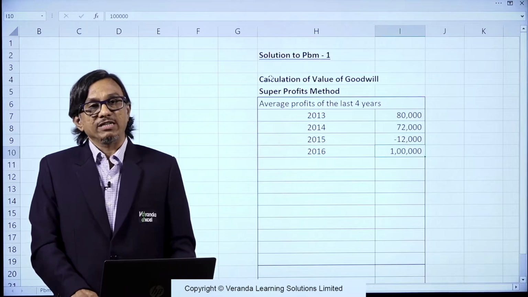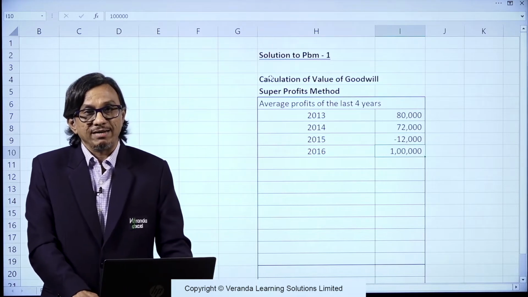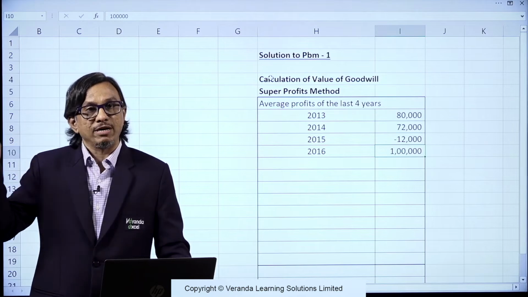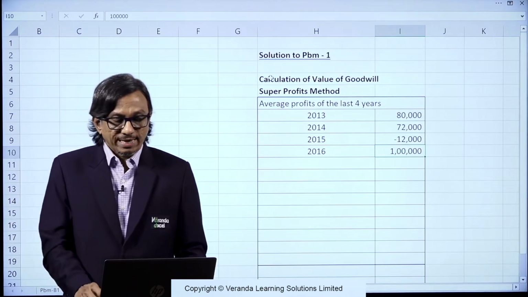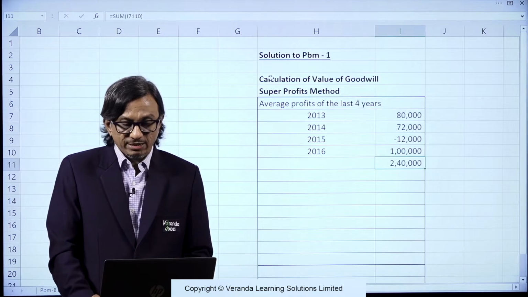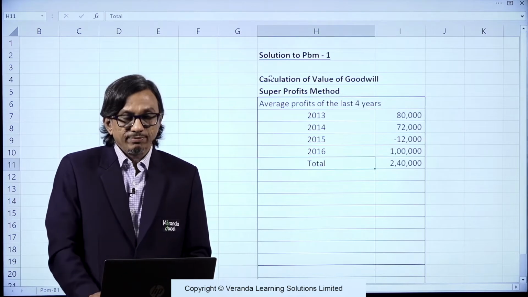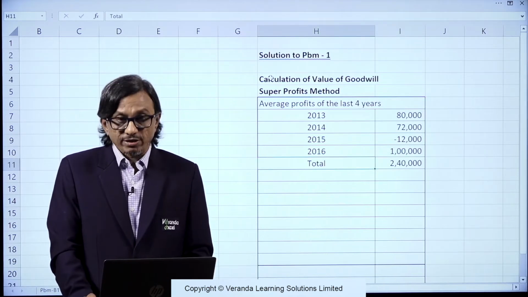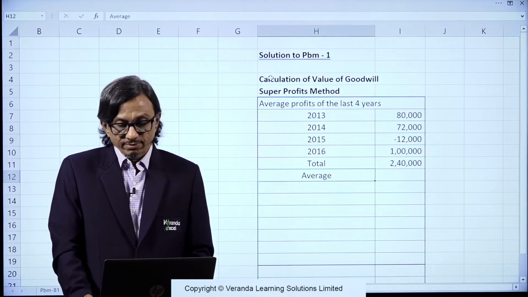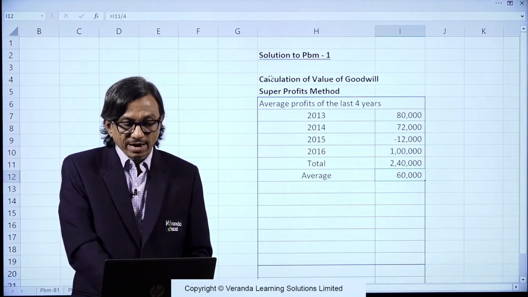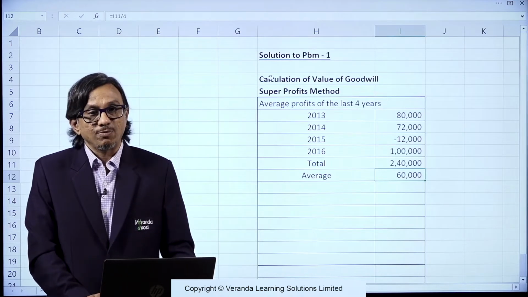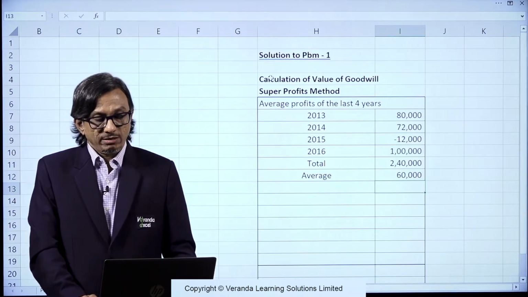Since the profit does not show any trend, either increasing or decreasing, it just goes up and down in a zigzag motion, we'll have to go for the simple average. So find the total. This is the total profit for the last 4 years. Find the average. That means you have to divide 2,40,000 by 4. So the average profit is 40,000 rupees.